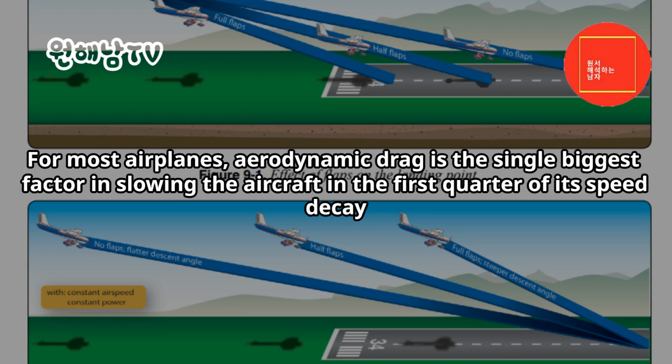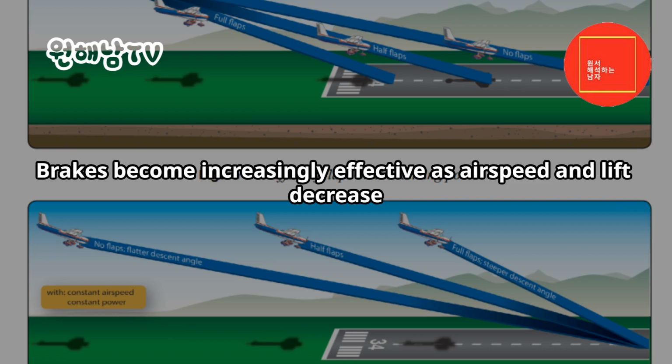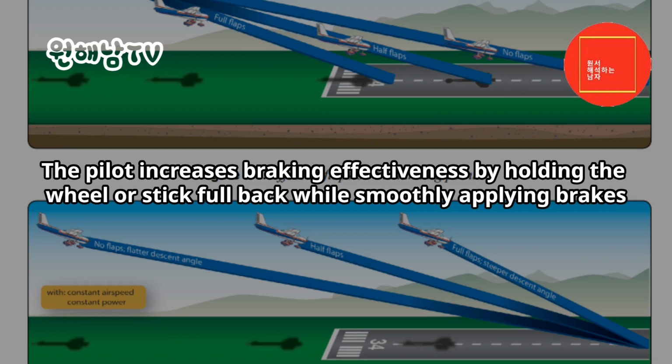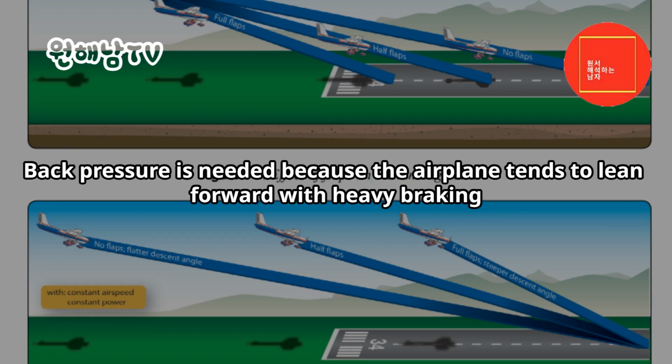For most airplanes, aerodynamic drag is the single biggest factor in slowing the aircraft in the first quarter of its speed decay. Brakes become increasingly effective as airspeed and lift decrease. The pilot increases braking effectiveness by holding the wheel or stick full back while smoothly applying brakes.